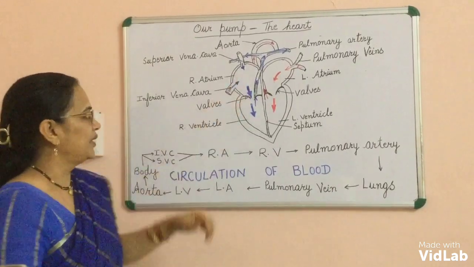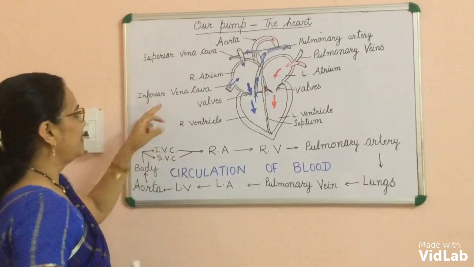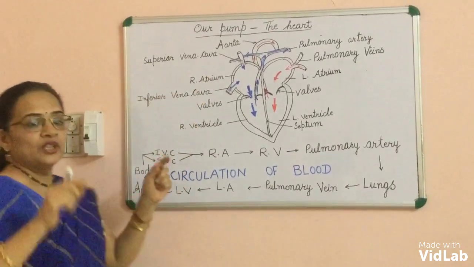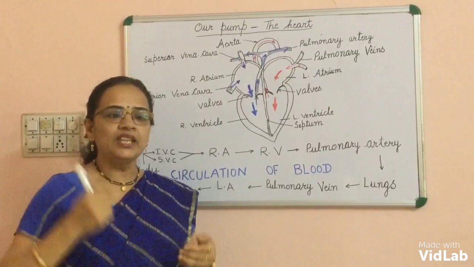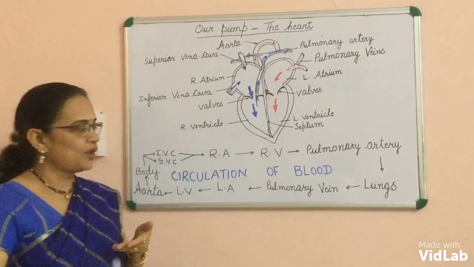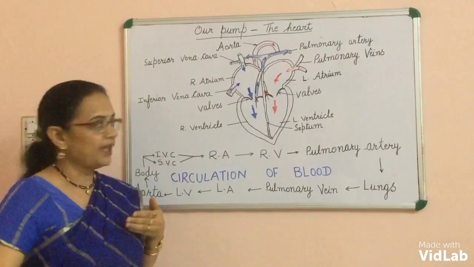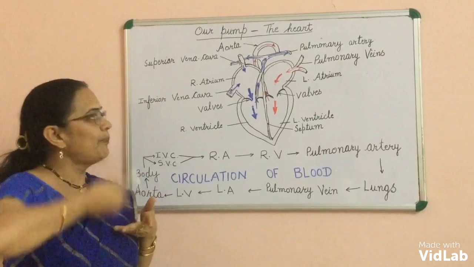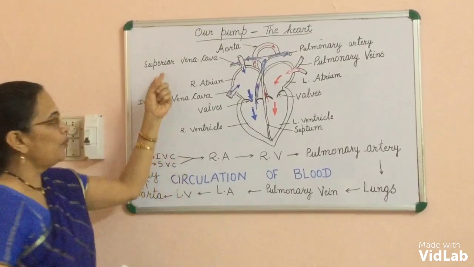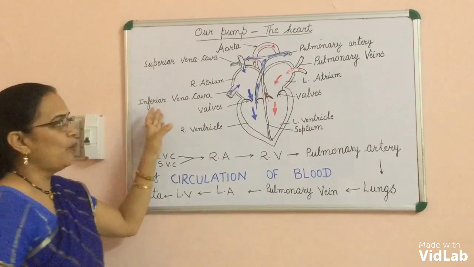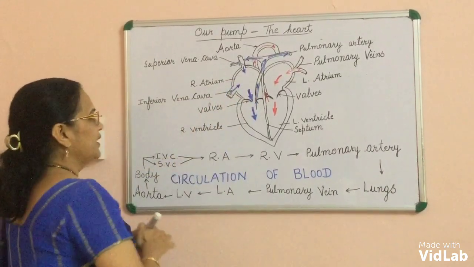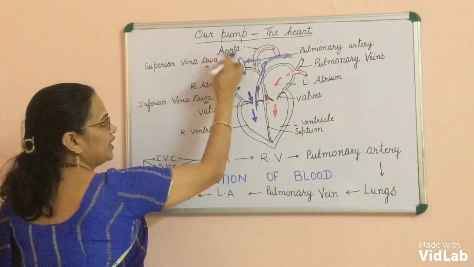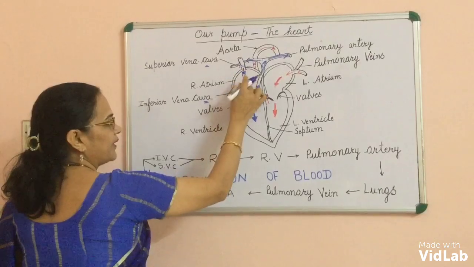In the right atrium, the deoxygenated blood comes through inferior vena cava and superior vena cava. Inferior vena cava brings deoxygenated blood from the lower part of our body, that is from below the heart, and superior vena cava brings deoxygenated blood from the upper part of the body. This is inferior vena cava and this is superior vena cava. They both open into right atrium.